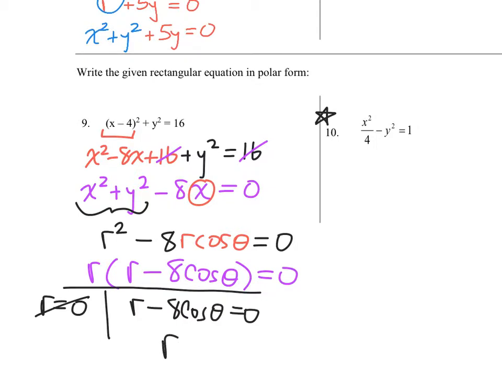And then we can solve that for r, and you get r equals 8 cosine theta. So a little bit cleaner of an answer, a little bit more calculator ready. Would you have to do that on a test? No. You stop right here, call it a day.